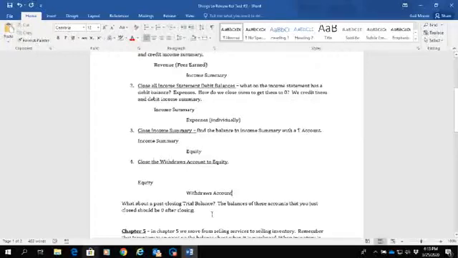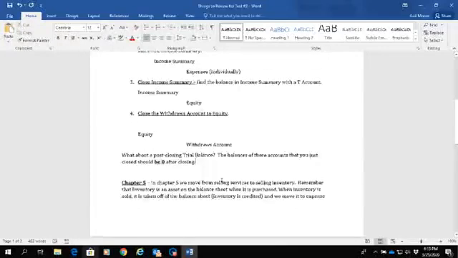And then what about a post-closing trial balance? The balance of these accounts that you just closed should be what? Zero. They should be zero after closing. So that's chapter 4. Then what are we doing?